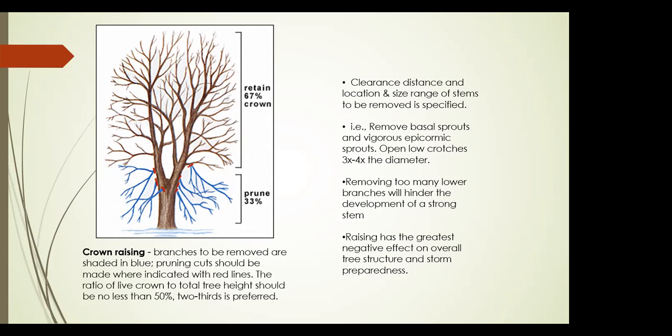But crown raising is something that is frequently done. We want to keep most of the foliage intact, at least the two-thirds of the crown. It could be more, but the branches growing down would be what we would sever.